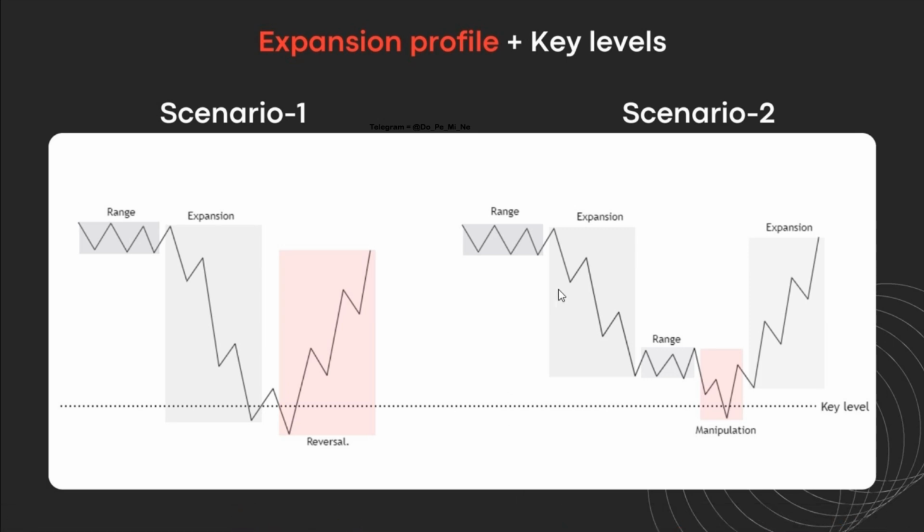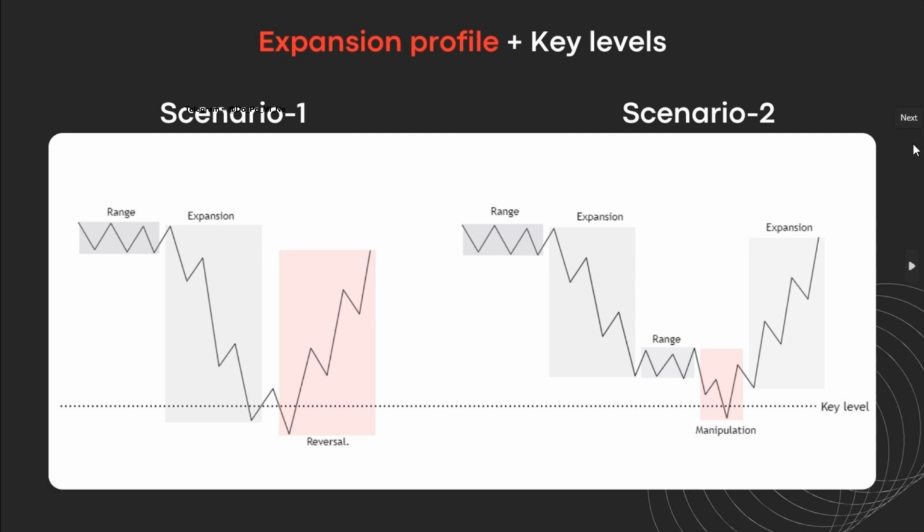And in this case, the ranging profile hasn't tested the key level. So what are we going to expect? We're going to expect a manipulation profile, right? So that a key level is tested, and then after that we're going to expect an expansion. So you can see here we are using again proper and sound logic to anticipate market profiles based on the combination of profiling and key levels.